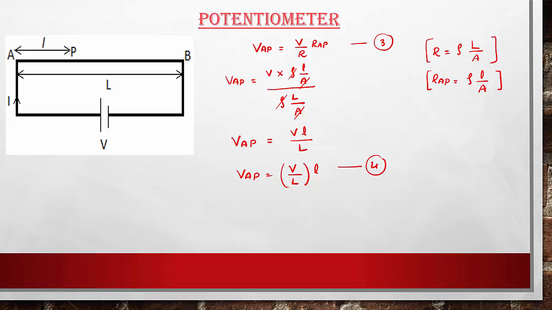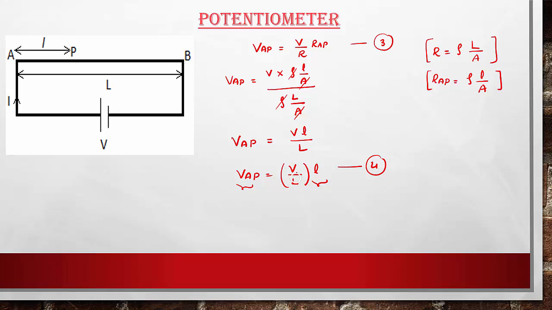Yes, from equation number 4 you can observe VAP is related to only the part of wire that is between A to P. Potential difference across AP is VAP, and small l is the length of the wire A to P. But what about V and L? V is potential difference across AB, and capital L is total length of the wire. So V and L will not change. These are constant values.